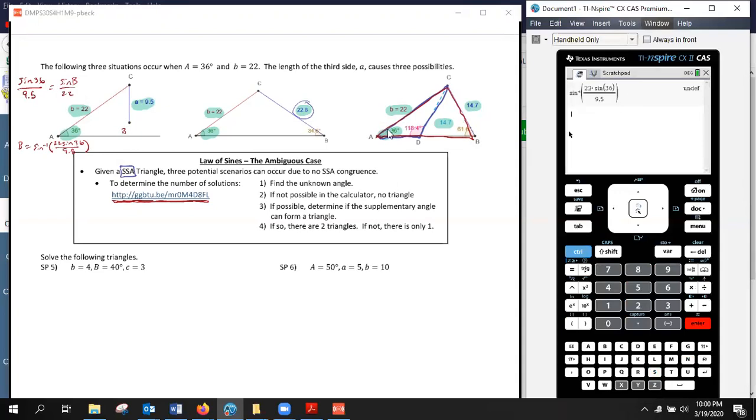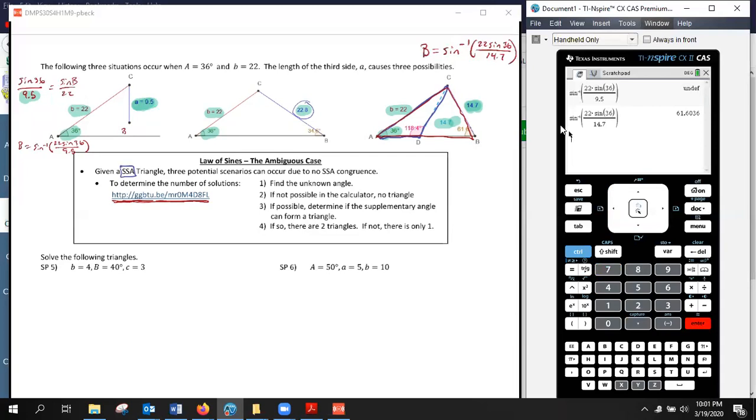If we take a look at this situation, we can rewrite all the information. The only thing we're going to replace is, instead of 9.5 here, we're going to replace it with 14.7. So let me cut to the chase and say angle B now is going to be the inverse sine of 22 sine 36 all over 14.7. And if you notice, let's go ahead and put that in the calculator. I'm going to do a shortcut and replace the 9.5 with 14.7.